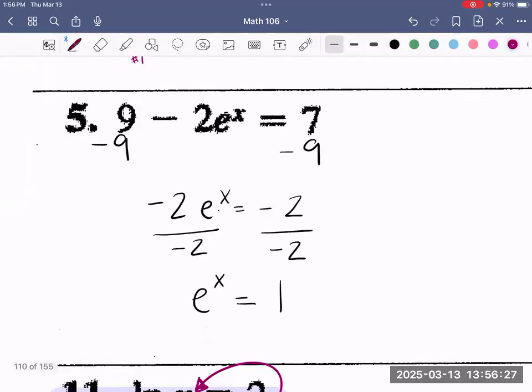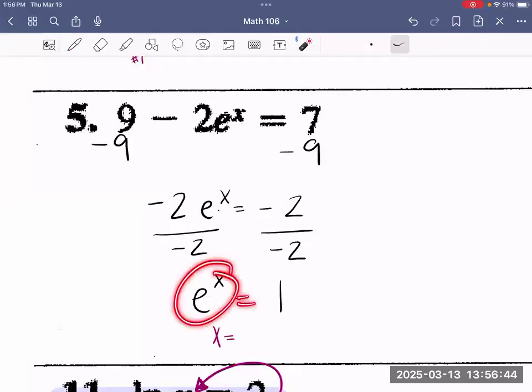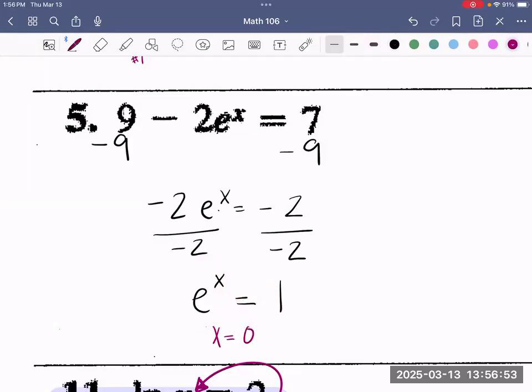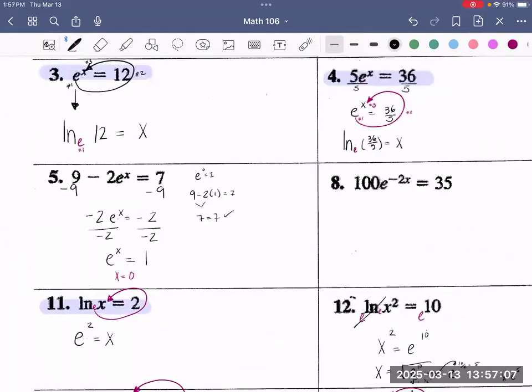Now, this one is an important rule. In doing so, you might want to do the swoop method, or logically think it out. What does x have to be in order for this whole thing to be equal to 1? E to the what power is equal to 1? Well, that has to mean that x is equal to 0. And if we plug that in, e to the 0 is equal to 1. So 9 minus 2 times 1 is equal to 7, so 7 is equal to 7. You can always double check your answer if you're not quite sure what it is.